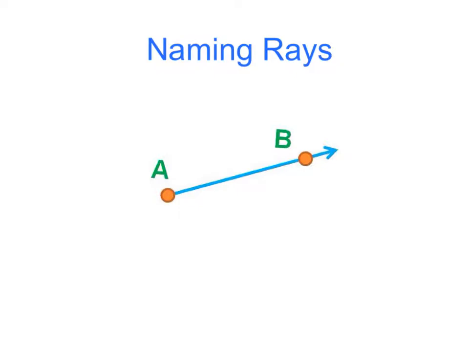Finally, let's talk about naming rays. Here we have ray AB. We call it ray AB because it starts at the endpoint A and continues on through point B and goes on in one direction. We can only name this ray AB. The rule for naming rays is you always start with the endpoint as the first letter and name another point that the ray goes through. So we could not call this ray BA.